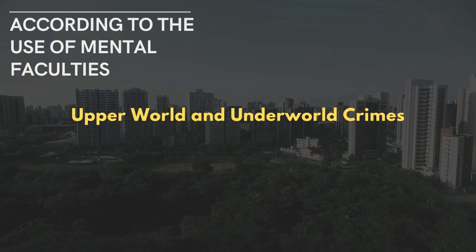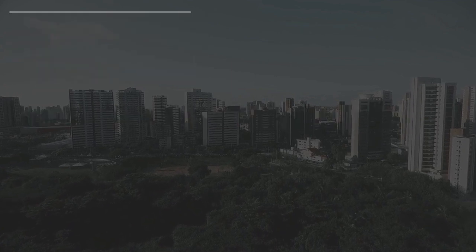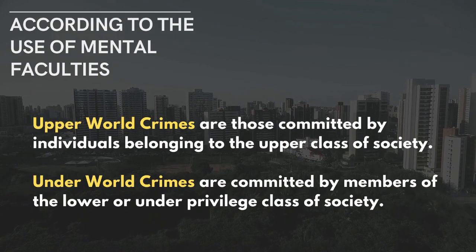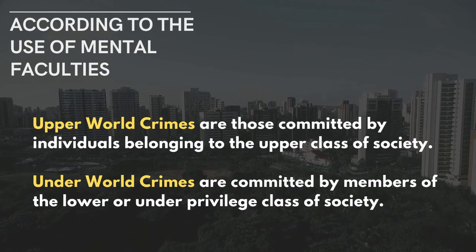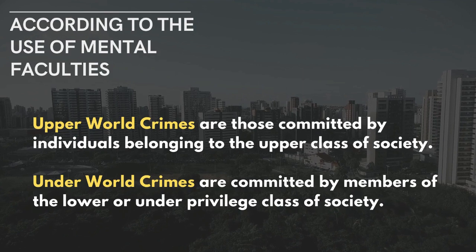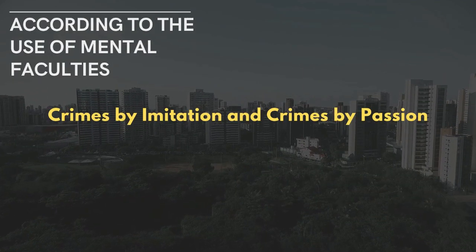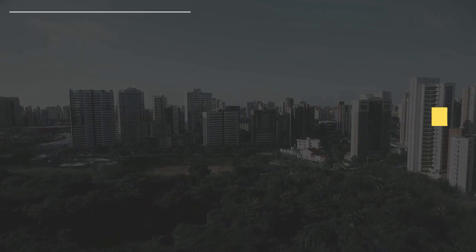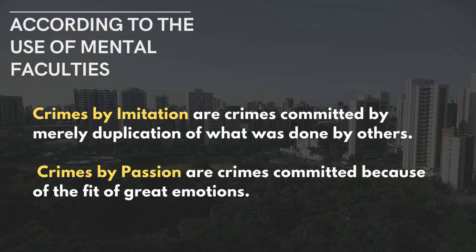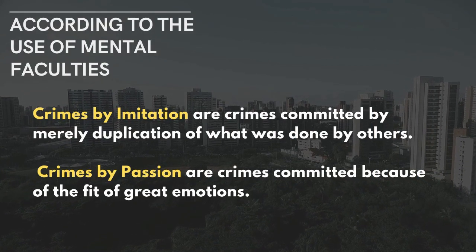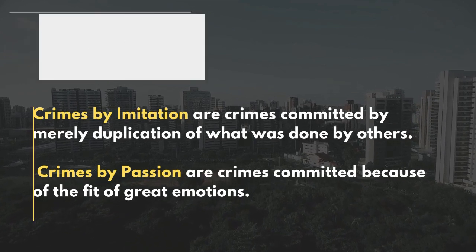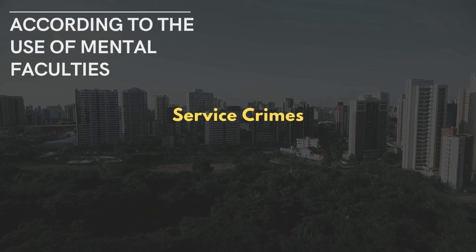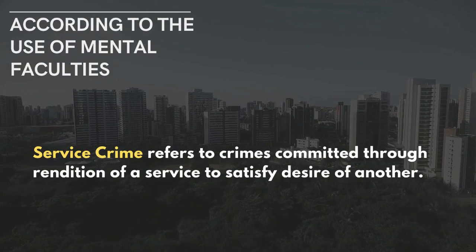Upper world and underworld crimes. Upper world crimes are those committed by individuals belonging to the upper class of society. Underworld crimes are committed by members of the lower or underprivileged class of society. Crimes by imitation and crimes by passion. Crimes by imitation are crimes committed by merely duplicating what was done by others. Crimes by passion are crimes committed because of a fit of great emotions. Service crimes. Service crime refers to crimes committed through the rendition of a service to satisfy the desire of another.